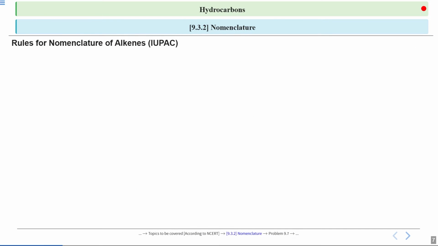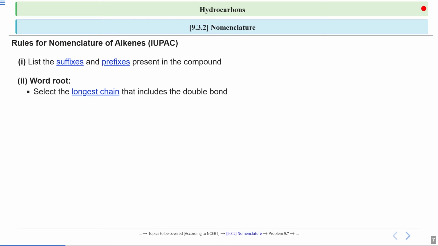Now let us talk about these rules for nomenclature of alkenes one by one. So first of all, we will list the suffixes and prefixes which are present in the compound. Then we will decide the word root. So how is the word root derived? Word root is derived from the longest chain that is possible in your given hydrocarbon, and that should include the double bond or the triple bond if it is present. Okay, so your longest chain must contain the double bond or the triple bond, meaning the unsaturation should be within that longest chain.